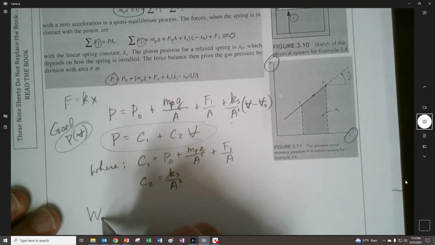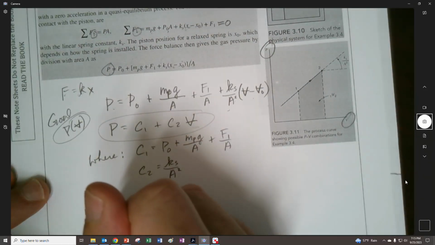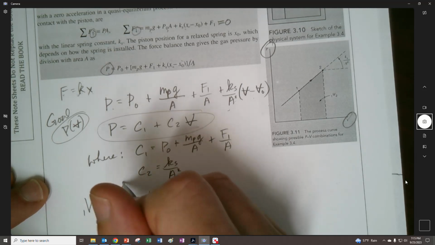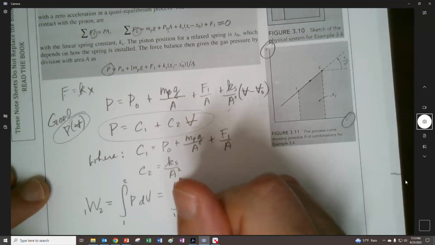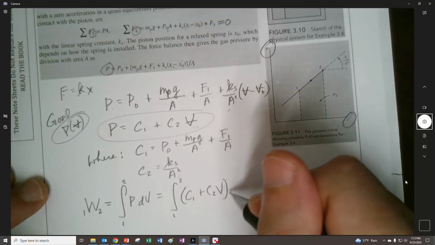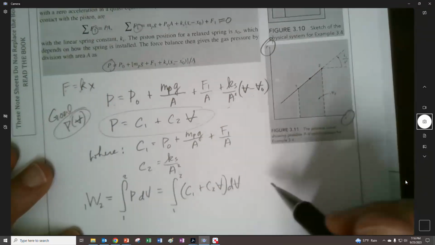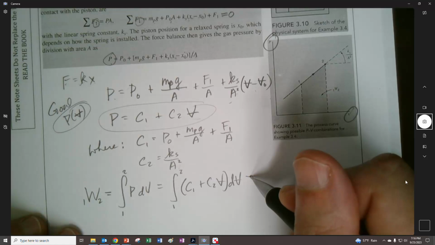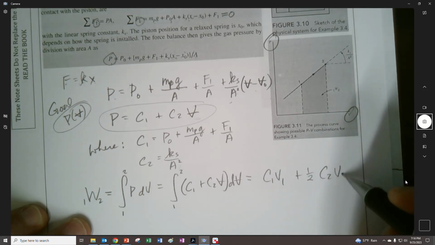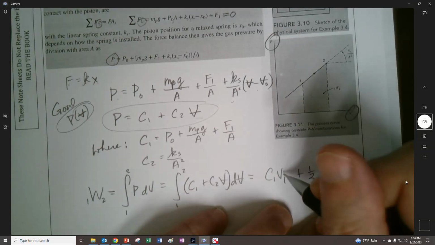So if we want to get work between states 1 and 2, they write it differently than I used to, so I'm going to try to stick with theirs. It's going to be the integral of P dV from 1 to 2. What you're really saying is you're taking the integral from 1 to 2 of C1 plus C2 V dV, right? And I meant to put the d's throughout all these things. If you were to work through here and integrate this, you get C1 V plus 1/2 C2 V squared. Not C2 V2, it's V squared. Once again, I'm forgetting this.